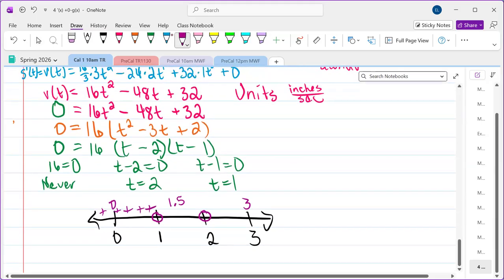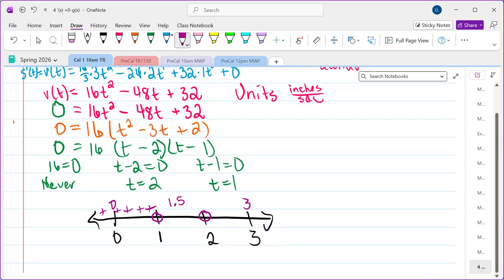Then if I plug in 3, 3 minus 2 is 1, 3 minus 1 is 2. Those are both positive. So everything after 2 is also positive. Now when I do the 1.5, 1.5 minus 2 is negative. 1.5 minus 1 is positive. Negative times positive is negative. So everything in between 1 and 2 is negative.